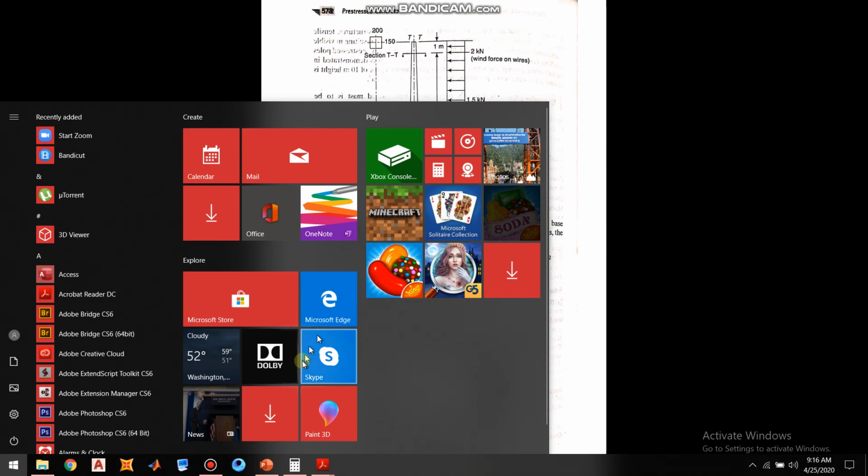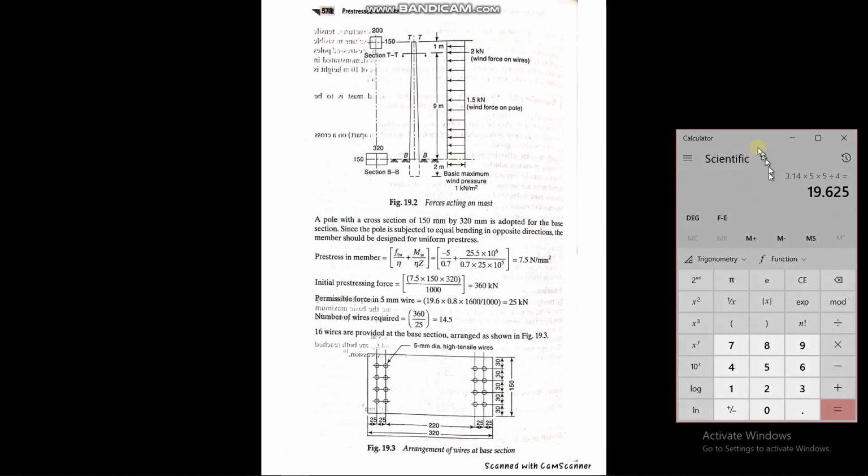So let me just try to calculate this value using this calculator here. I have a width of 150 millimeters, that is 0.15 meter, multiplied with what is the height? Height is 10 meter, right? So obviously 10 into 1000, that is 10,000.